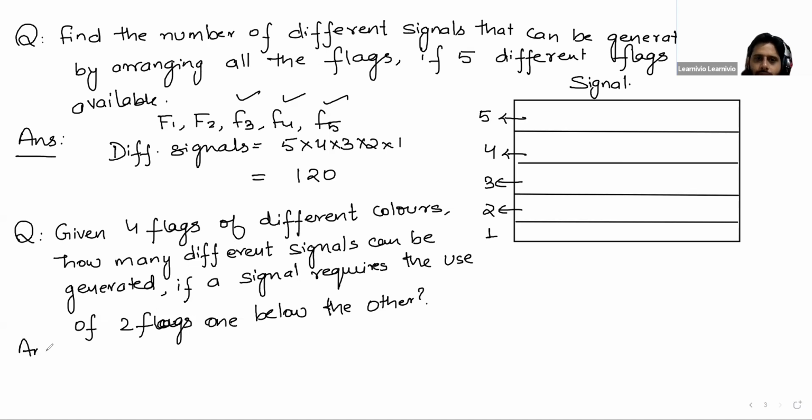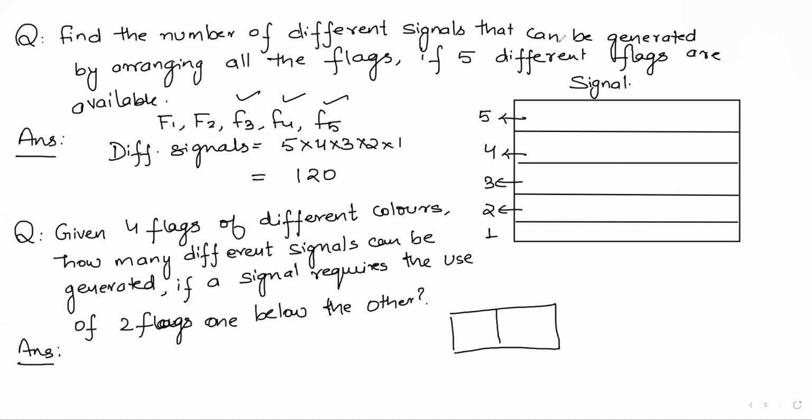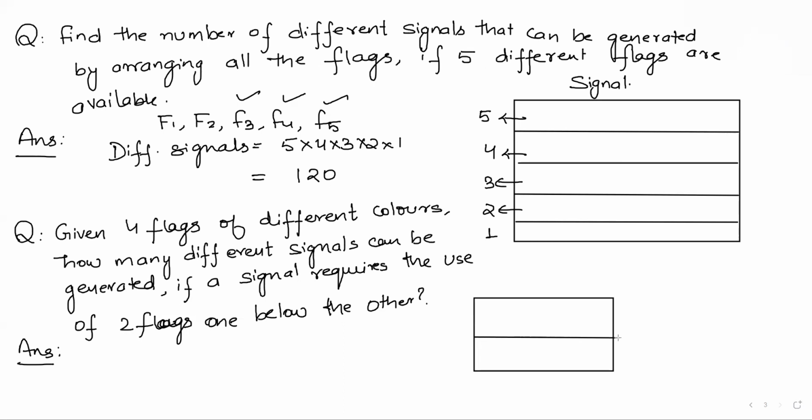We will try this question. We have four flags of different color. How many different signals can be generated if a signal requires the use of two flags? So far, is my voice audible? Yes, sir. Okay, you have done the homework? No, sir. I was out. So we need to form a signal having two flags. Total four flags are available.